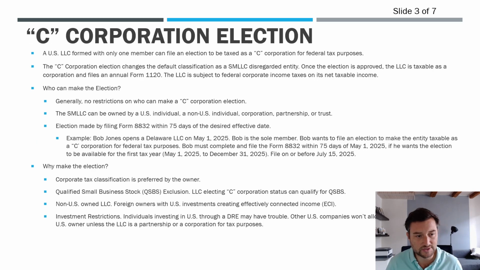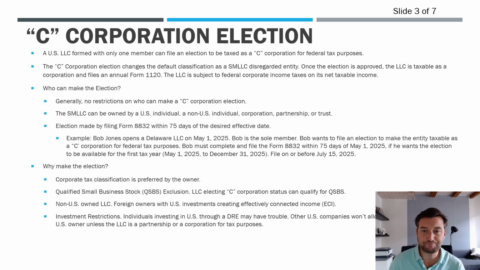Okay, so now on to the C Corp election. If you have an LLC with only one member, so again, a single member LLC, this entity can file an election to be taxed as a C Corp. The C Corp election now changes it from a disregarded LLC to a regarded LLC. It's now a C Corp for federal tax purposes.